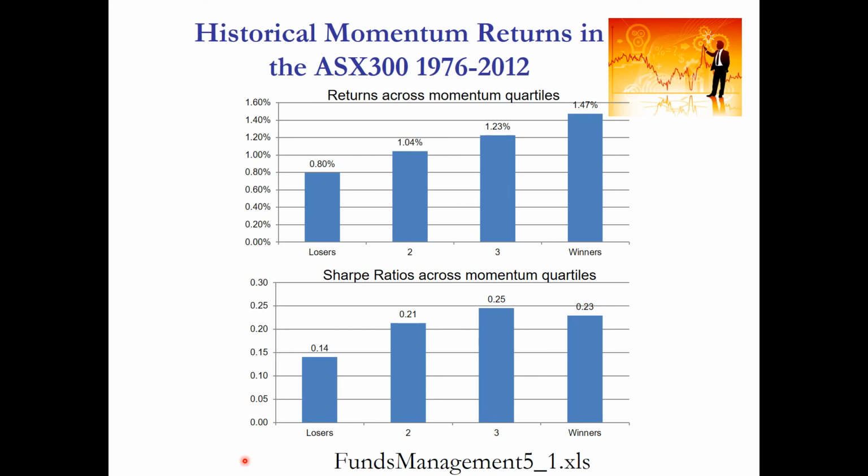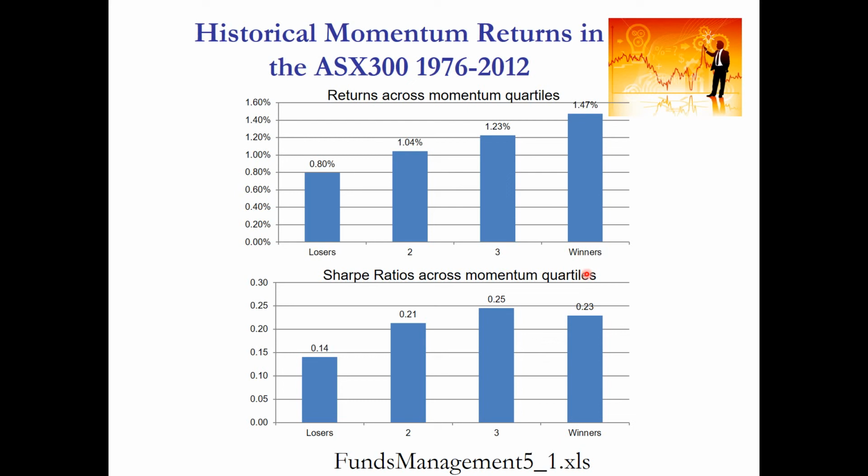Well, in Australia, we see the same results. I have done exactly the same thing for Australia for the period 1976 to 2012. Ranked stocks based on their returns over the last year, held them and rebalance annually. So we can say once again that there is a significant difference between the return generated by the loser portfolio and the return generated by the winner portfolios.